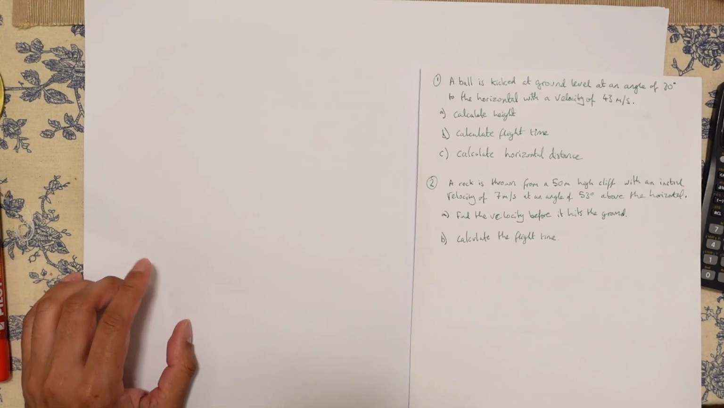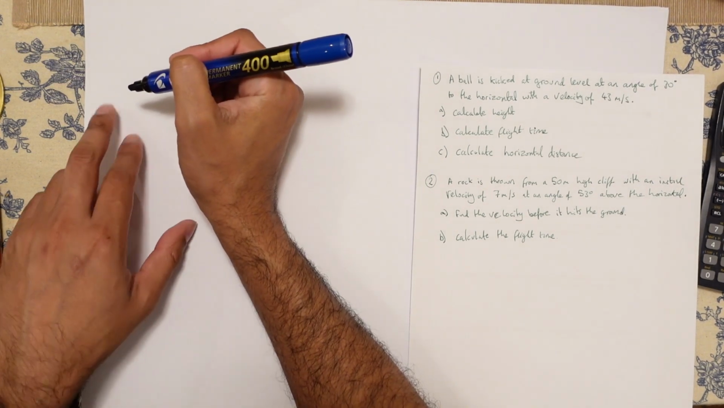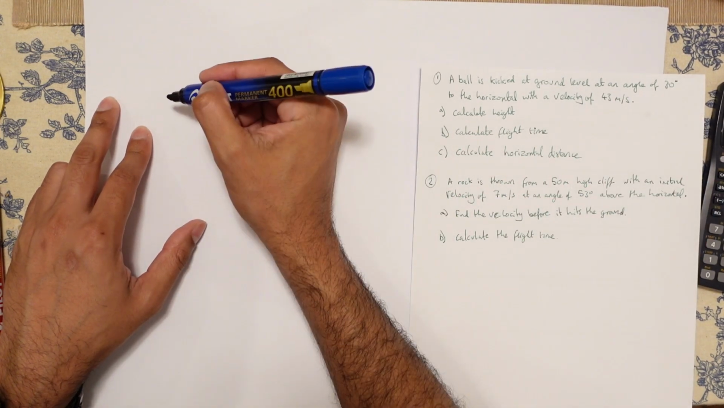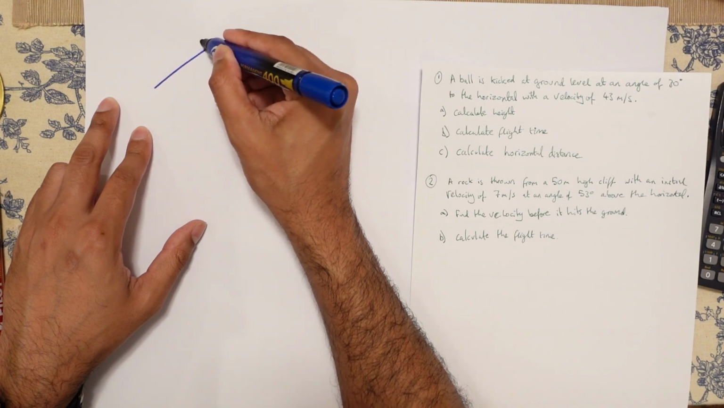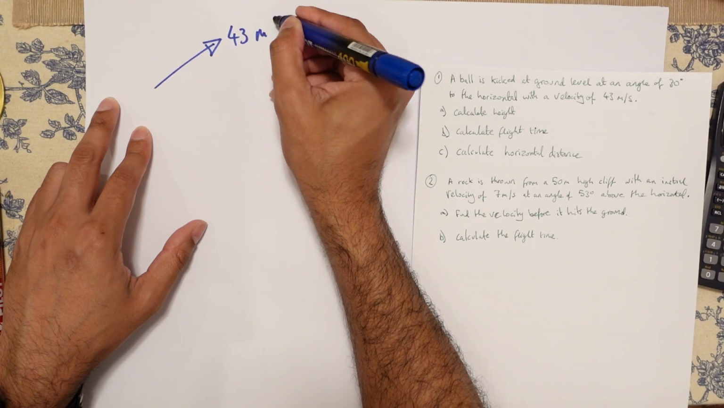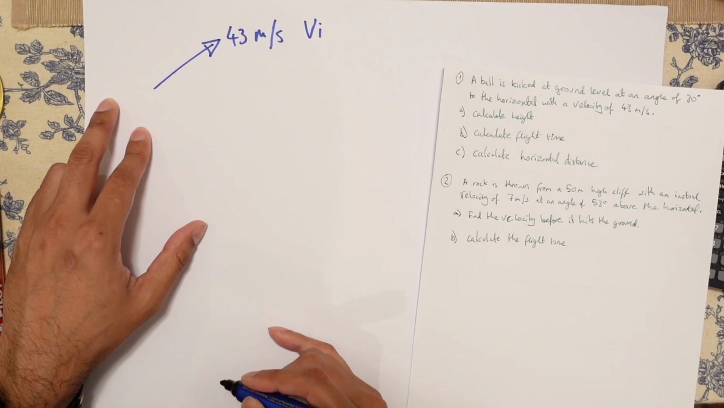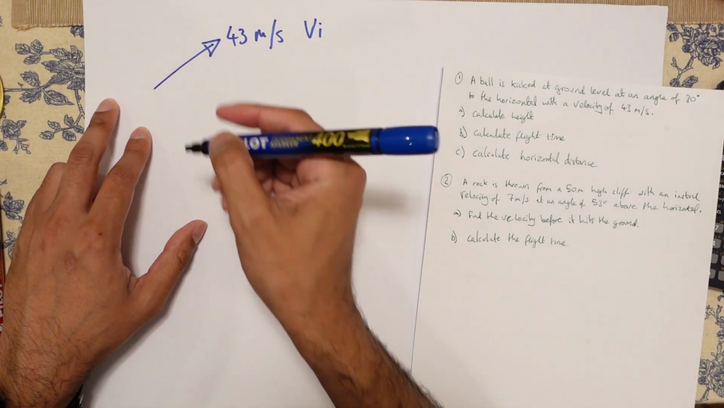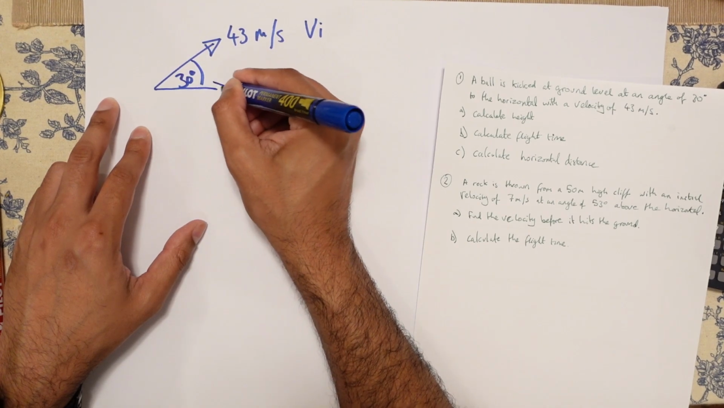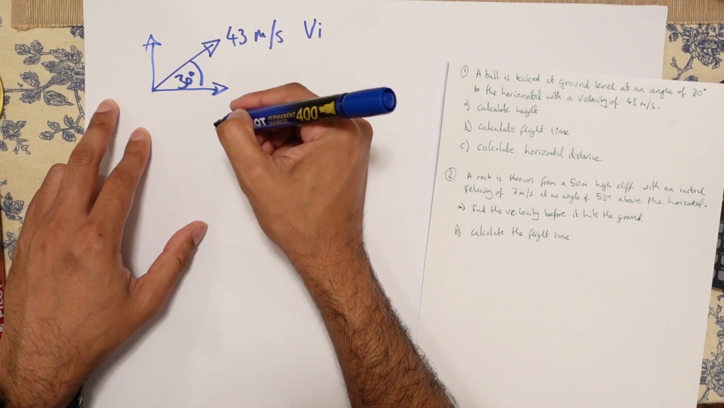So as ever, the first thing that you want to do is you want to write down all of the information that we know. So let's figure this out. Sometimes it's good to have a drawing as well. So here we've got a ball being kicked like this. This is 43 meters per second. And this is something that we call VI, velocity initial. And it's at an angle of 30 degrees to the horizontal like this. Now, we have an x component and a y component. We can go right ahead and work those out.